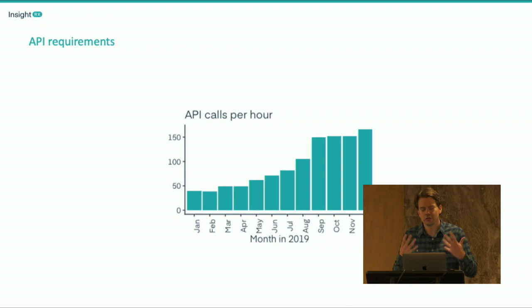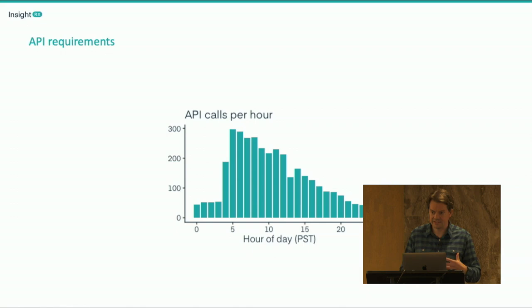Well, we don't have the load requirements that were presented before, like a million users a day or a million API calls a day. We have a little bit less. We are growing, but we have about a few hundred API calls an hour. But you do have to keep in mind that it's not always the same over the course of a day. We always have a peak in the morning when the users on the East Coast wake up.